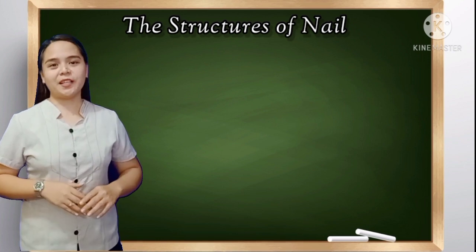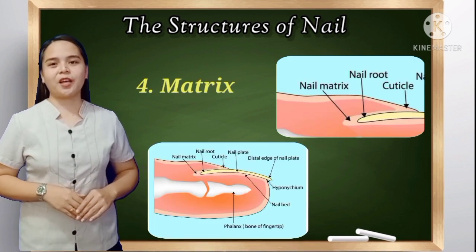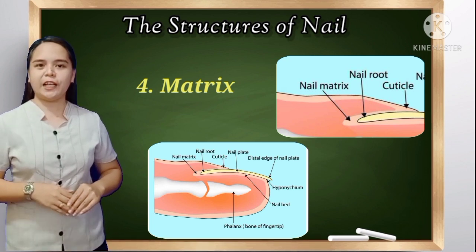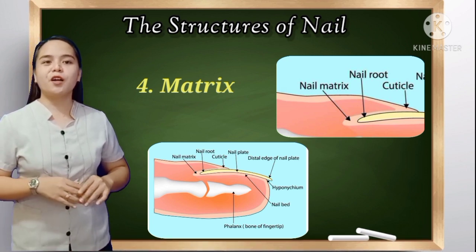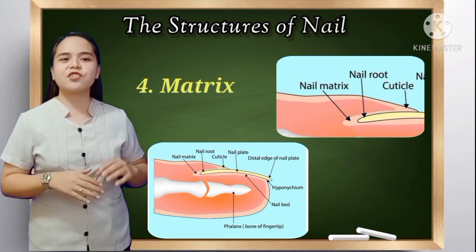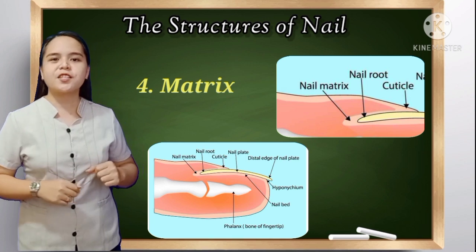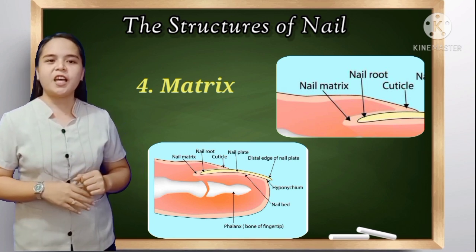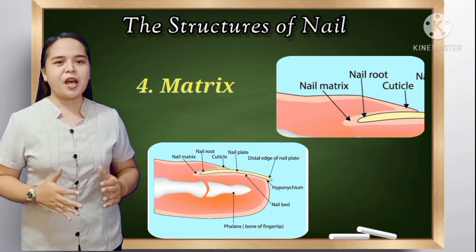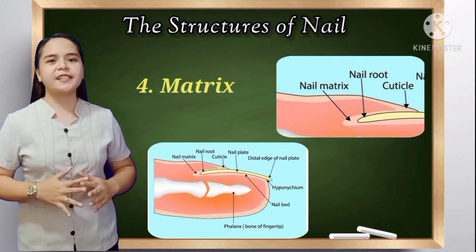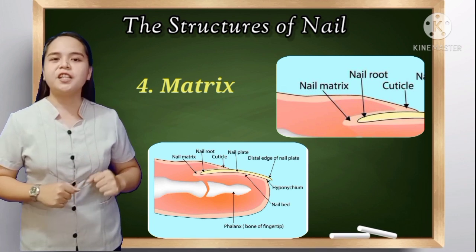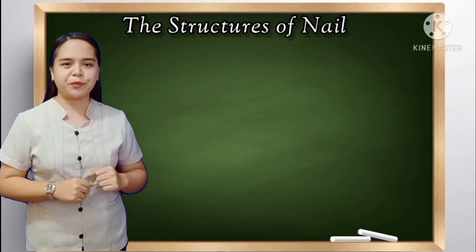The fourth one is the matrix. Matrix is the only living reproducing part of the nail. This is directly below the cuticle. New cells form here and continually push forward to produce the nail plate. It also contains blood vessels and nerves. Blood supply provides the cells with nourishment. If the matrix is damaged, the nail will grow deformed.